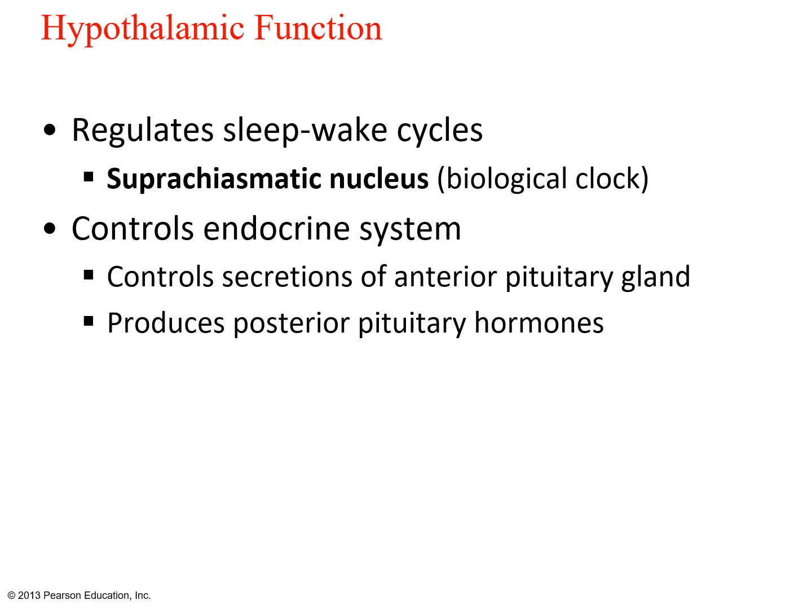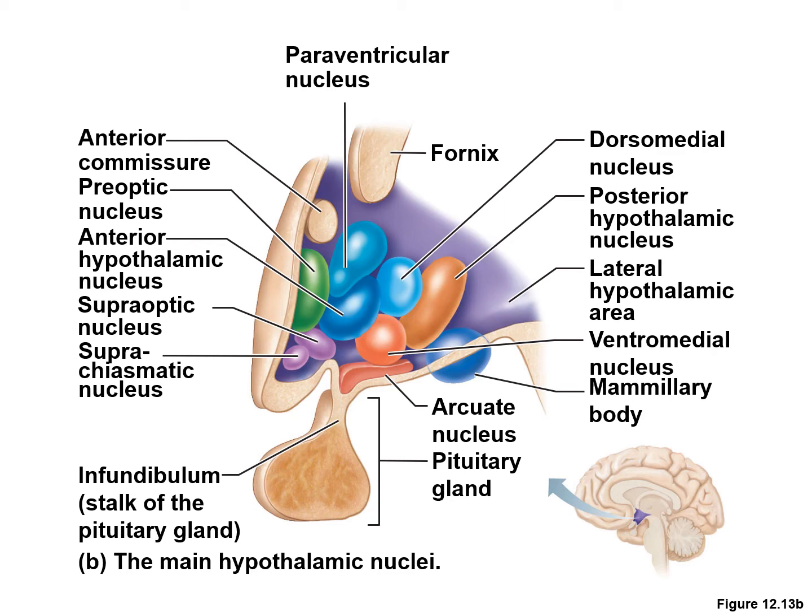And again, as I mentioned, the hypothalamus controls the endocrine system by doing two things. First of all, producing the posterior pituitary hormones, and secondly, controlling the secretions of the anterior pituitary gland. So again, you see the variety of nuclei that are present in the hypothalamus. And the variety of nuclei is basically the reason why such a small part of the brain can control as many different functions as it does.